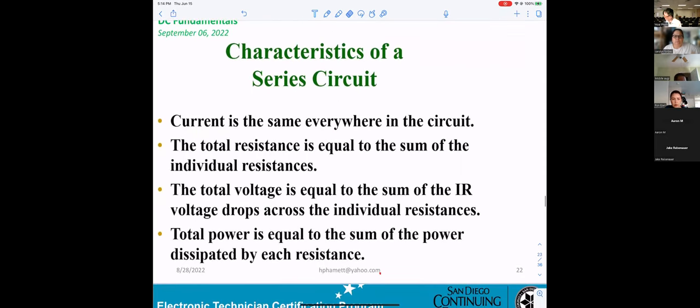Now, we're talking about theory. You only get two different types. One will be a series circuit, and another one will be a parallel circuit. So in here, they're telling you, in the series circuitry, current is the same everywhere in the circuit. Total resistance equals the sum of the individual resistances. Total voltage equals the sum of the IR voltage drop across each resistance. Total power equals the sum of power.